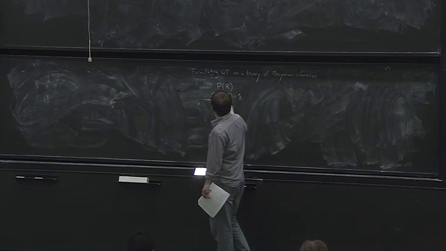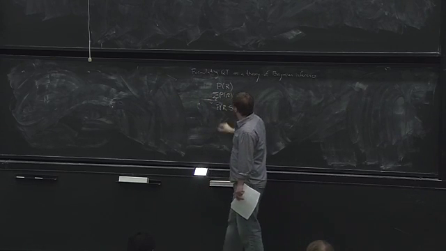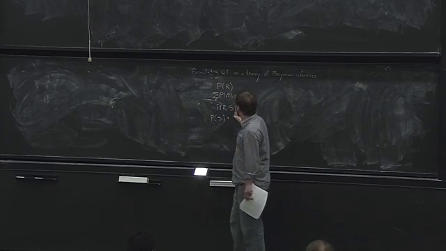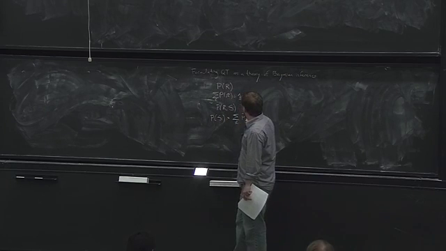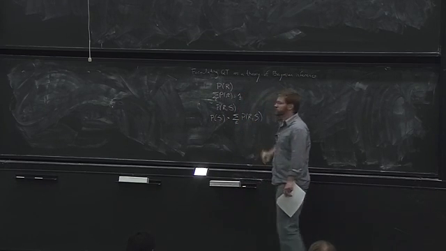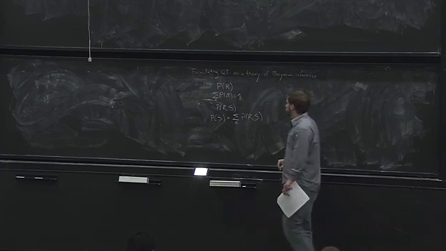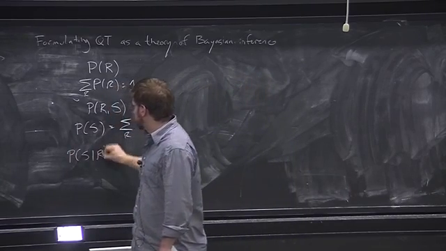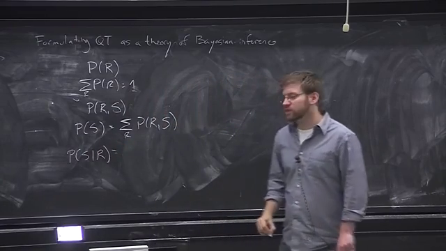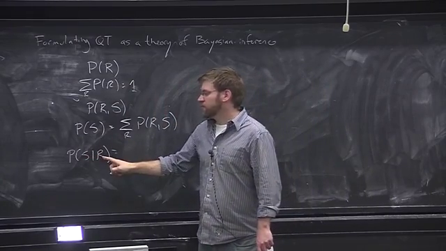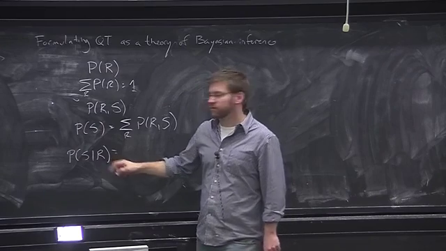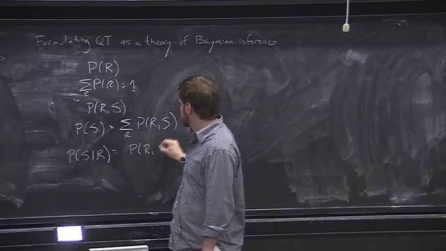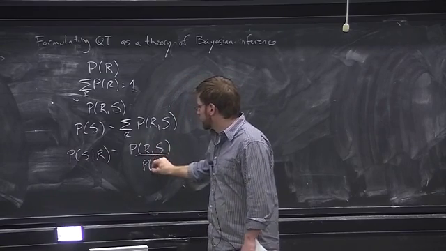You can write down a joint distribution over two variables. If this is your knowledge about the two variables, then your knowledge about, say, S is just the marginal of the joint distribution. You sum over all the values of R. If you want to know the probability of S given R, the conditional probability, so what should you believe about S if R takes a particular value, for every value of R, then you can calculate that from the joint by taking the joint and dividing by the probability of R.